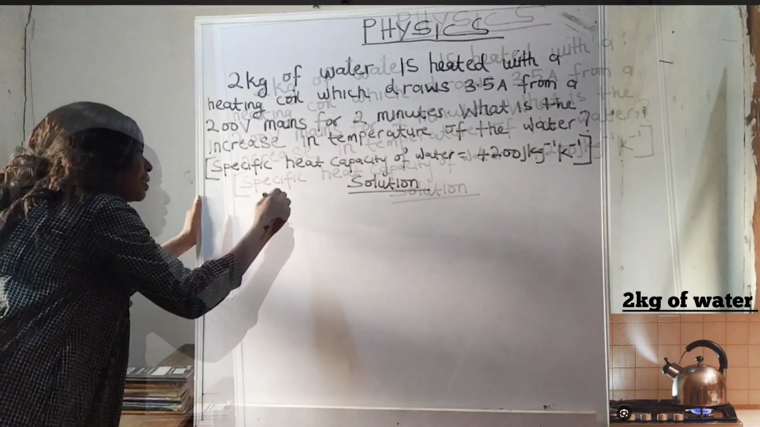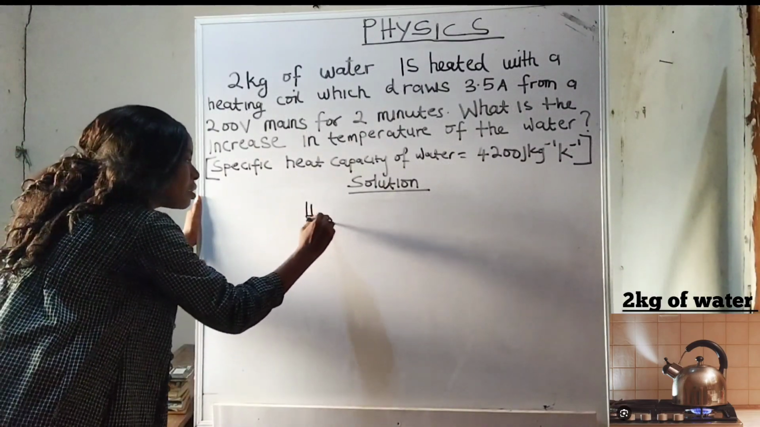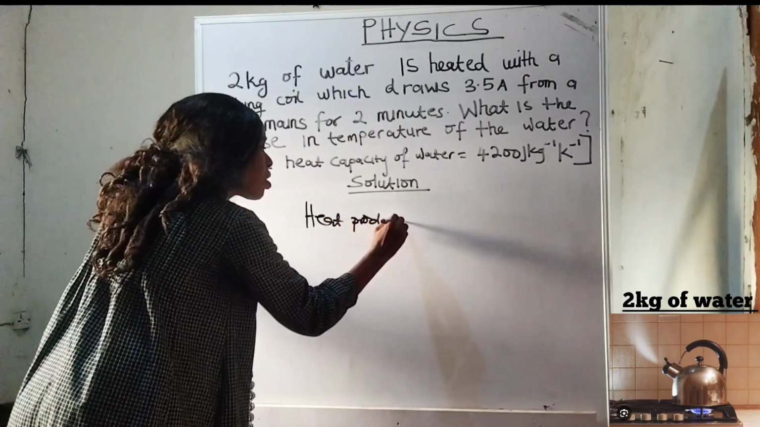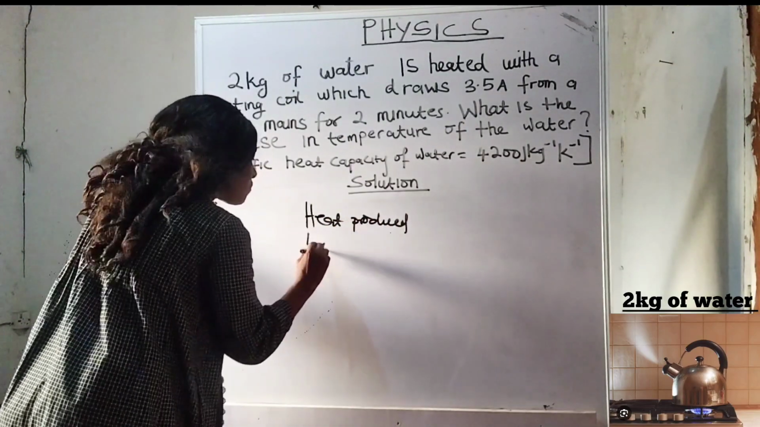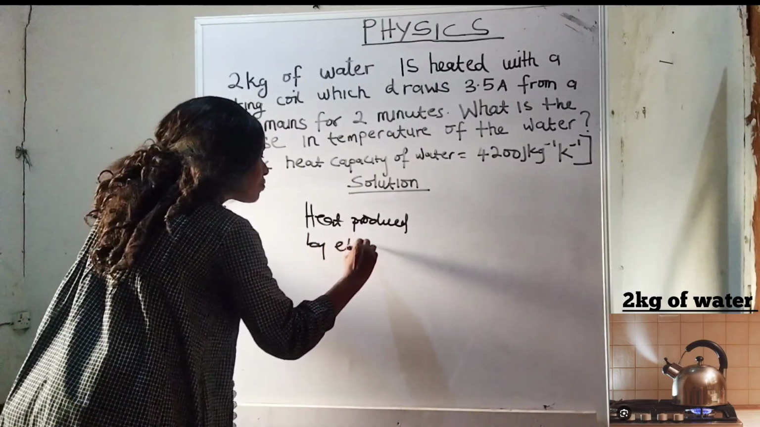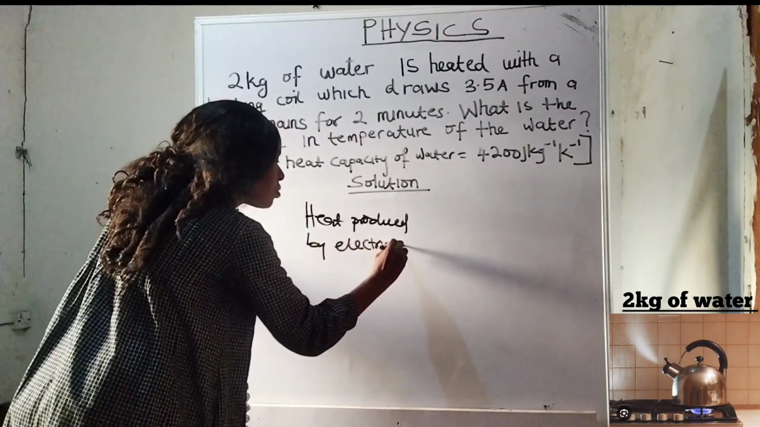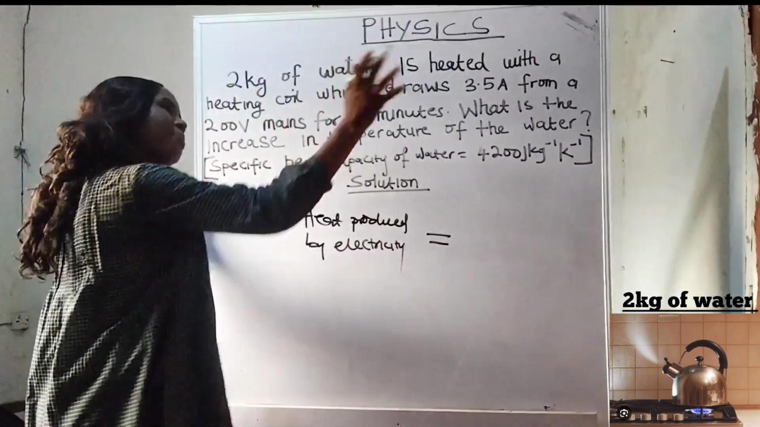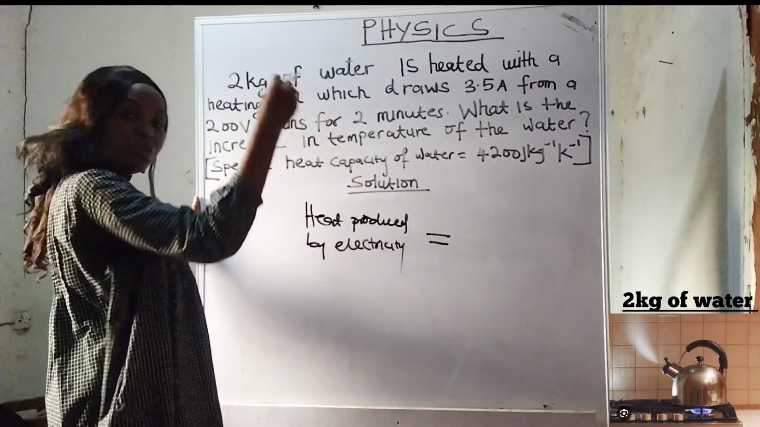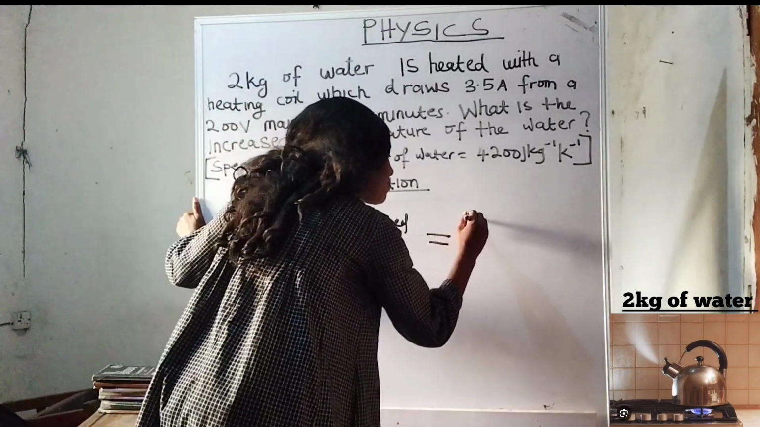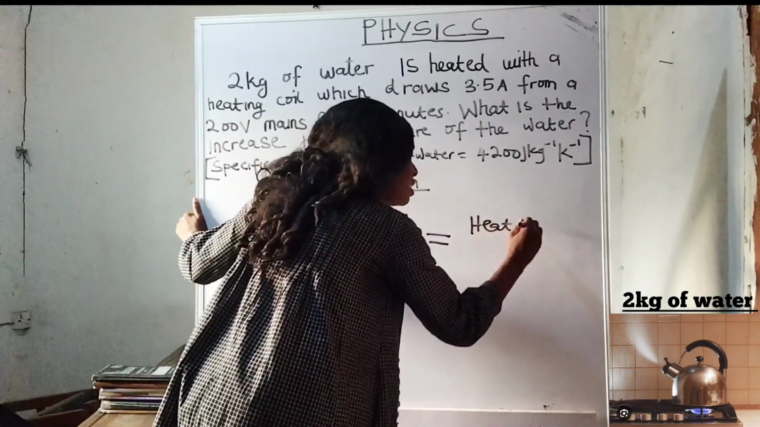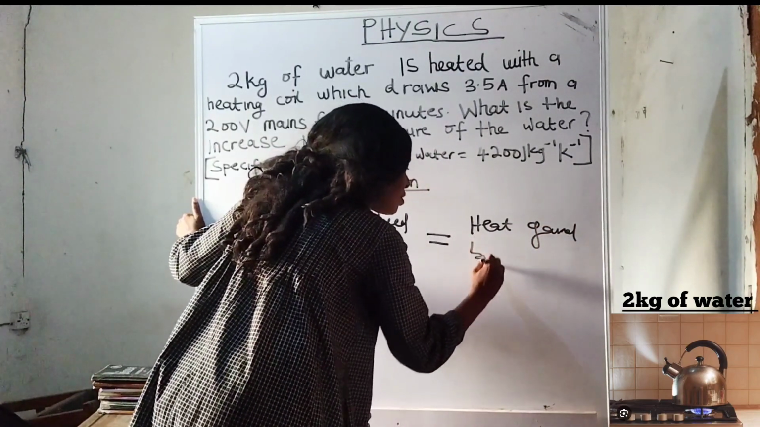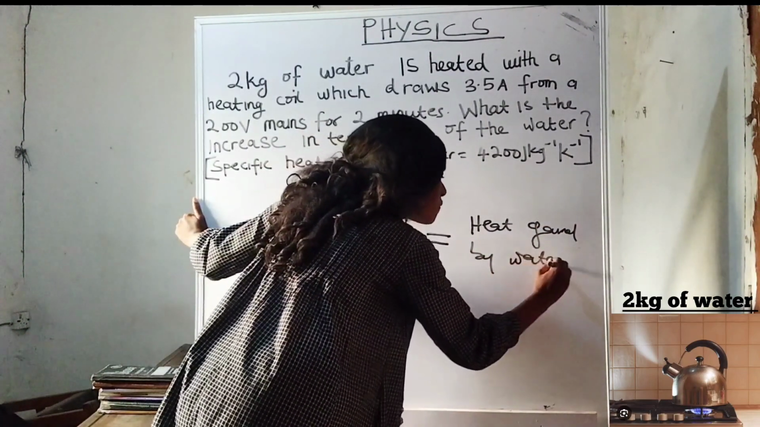Let me write it out. Heat produced by electricity is equal to heat gained by the water that is being boiled with electricity. Heat gained by water.